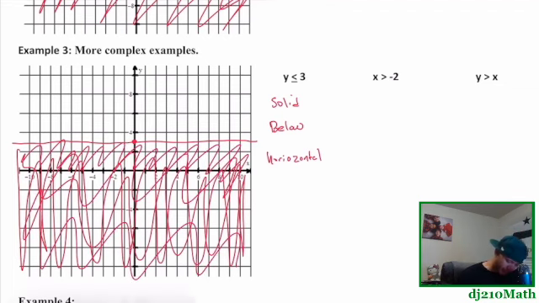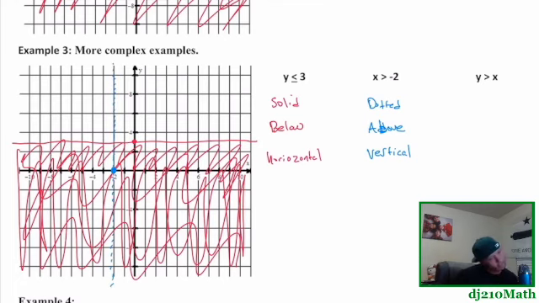All right, x is greater than 2. So this is a dotted line. We're going to shade above because it's greater than. And this is a vertical line. So x equals a number, x greater than a number, x less than a number, is a vertical line. This is a vertical line through -2. x equals -2. So it's dotted.